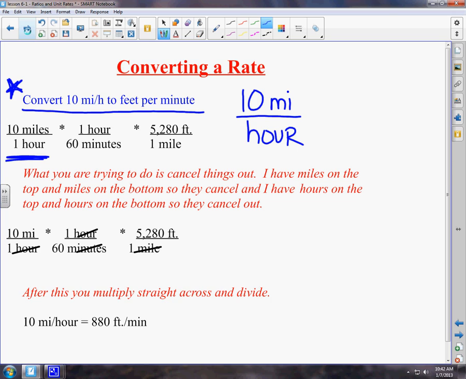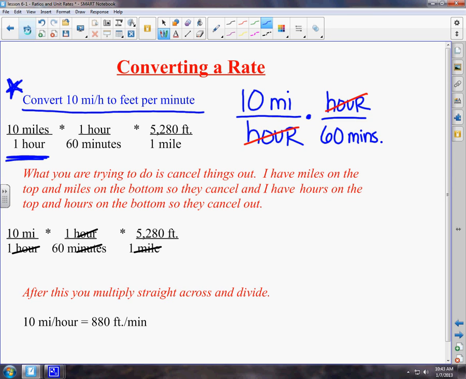So I want to get feet per minute. I have to get rid of hours and miles. I have to change those. How you do it is you times them by different rates. This is 10 miles per hour. If I want to get rid of hour, I'm going to put it on top, because if I have one on top and one on bottom, they can cancel each other out. Now I've gotten rid of hours. But with this, I need to still keep an hour, which is 60 minutes. Hopefully that makes sense.